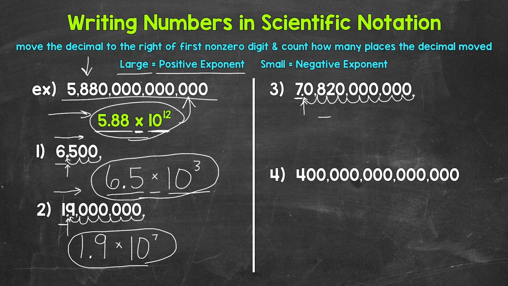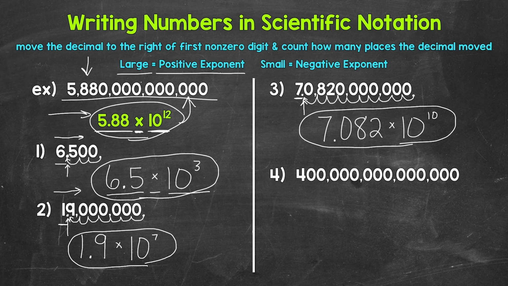So we need to write this as 7.082, and then we can leave all of those zeros to the right off, times our power of 10, which is going to be 10 to the power of 10 since we moved that decimal 10 times. And this is our scientific notation: 7.082 times 10 to the power of 10.